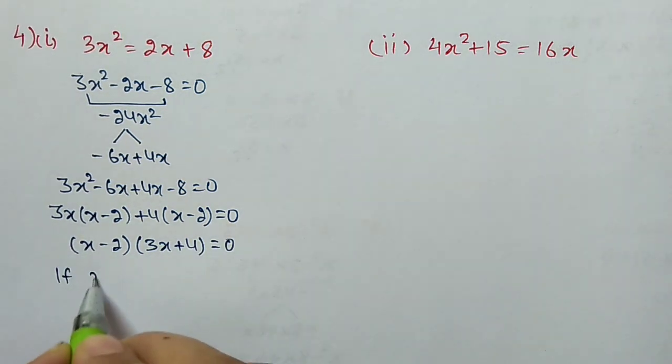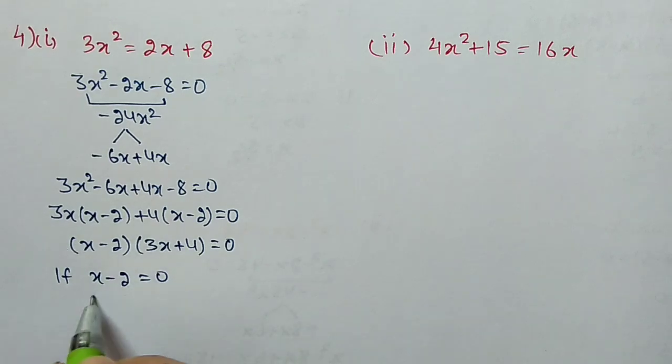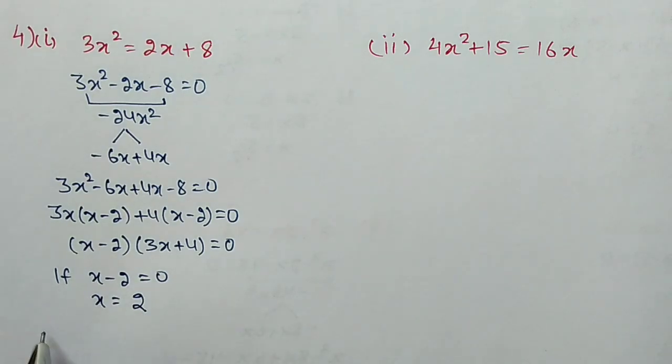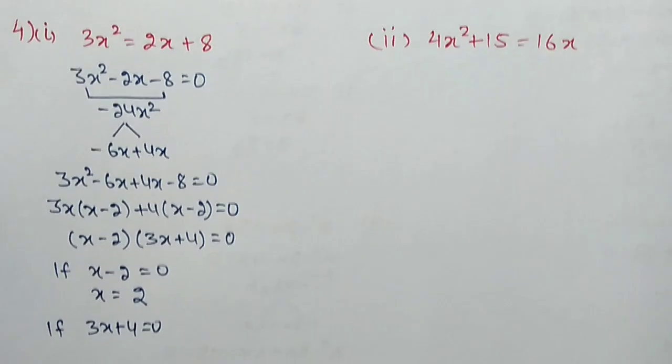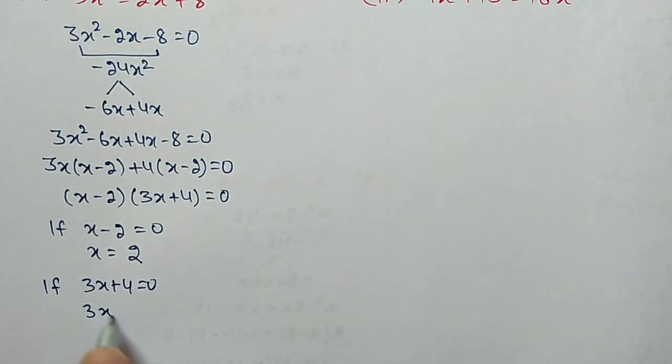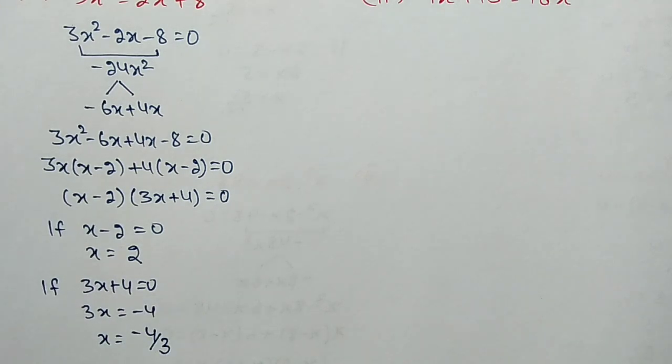If this first bracket x minus 2 is equal to 0, then x value will be 2. And if second bracket 3x plus 4 is equal to 0, then 3x is equal to minus 4 and x will be minus 4 by 3.